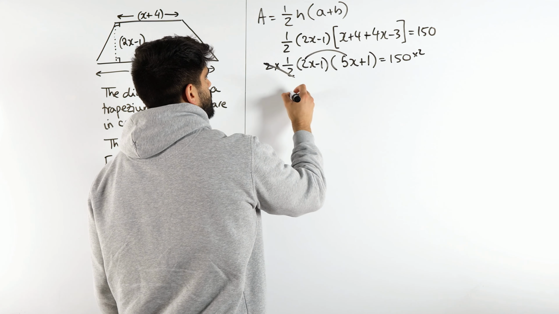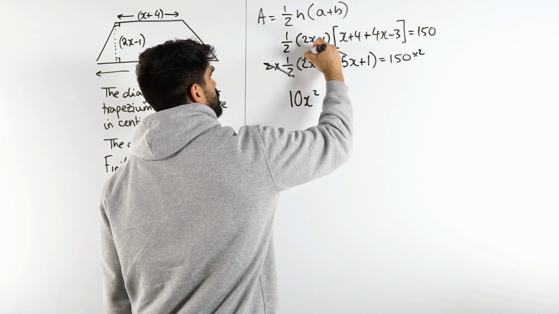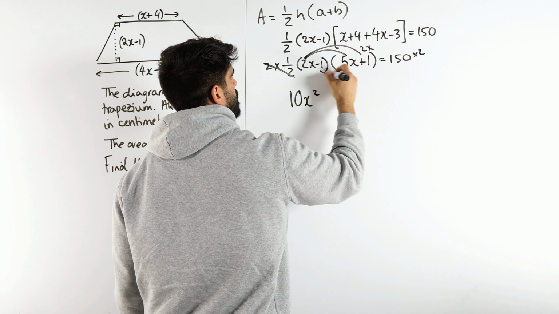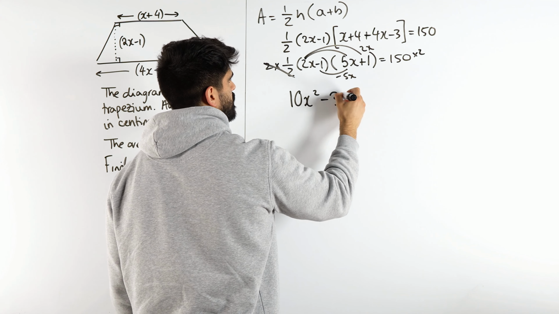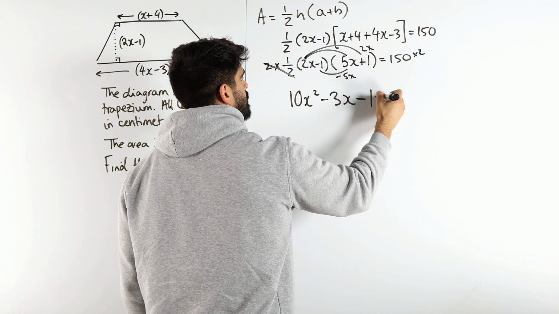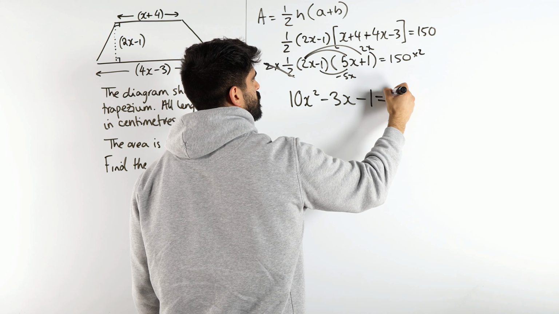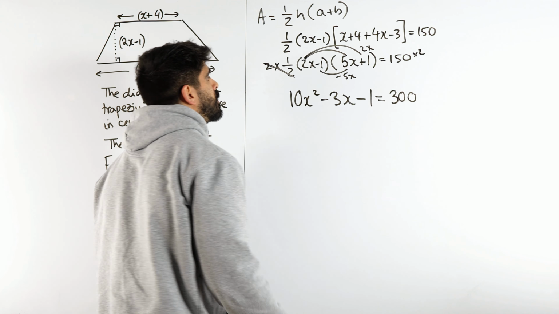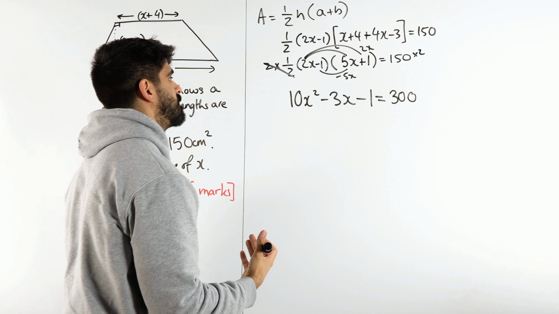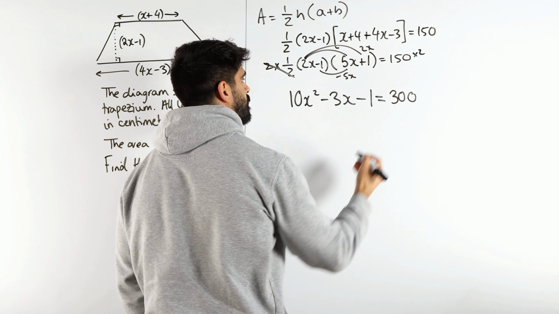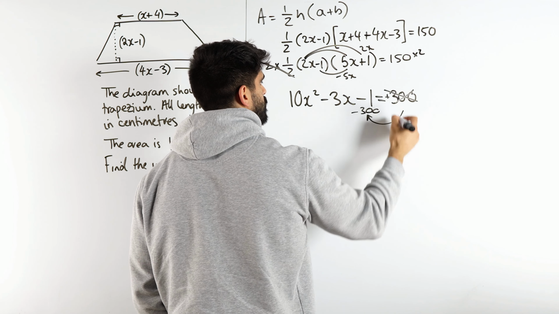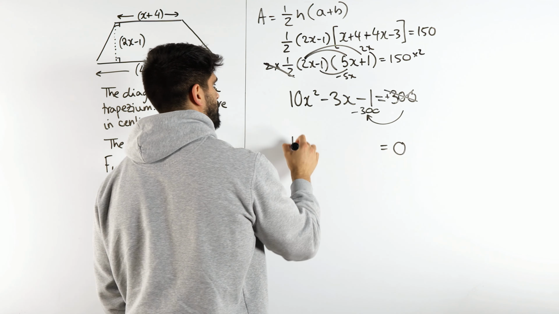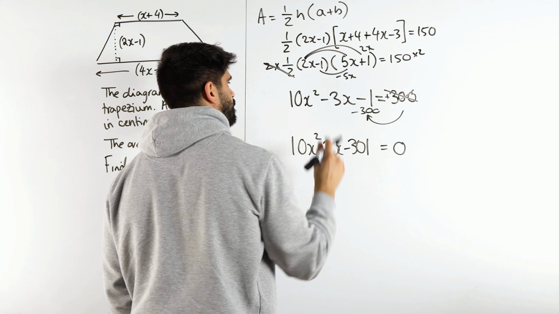Start expanding. 10x squared. 2x times 1 is 2x. This gives me minus 5x. 2x minus 5x is minus 3x. And then we have minus 1 is 150 times 2, which is 300. When we solve, we need to bring all the terms to one side, so that one side equals 0. So this plus 300, bring it over here. We're going to minus 300, so that goes. We're left with 0 is 10x squared minus 3x minus 301.